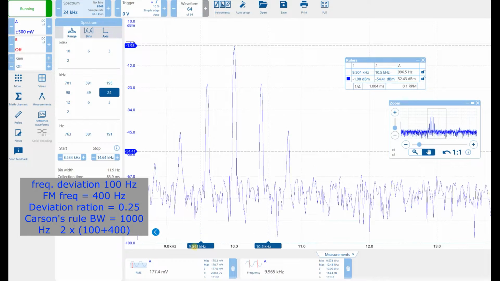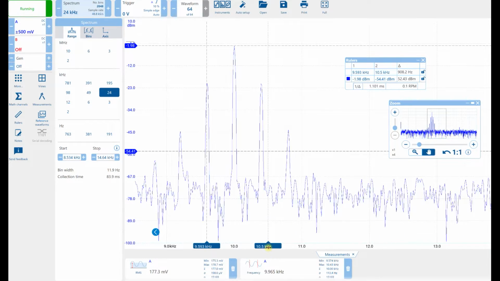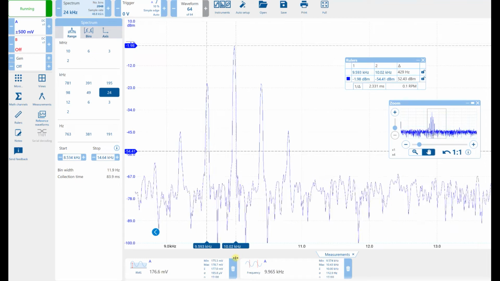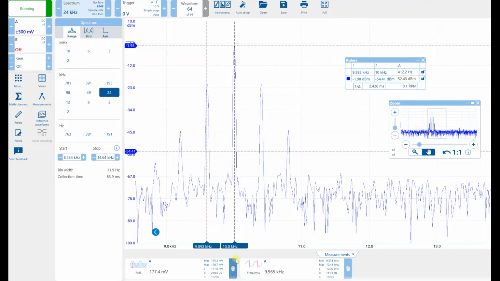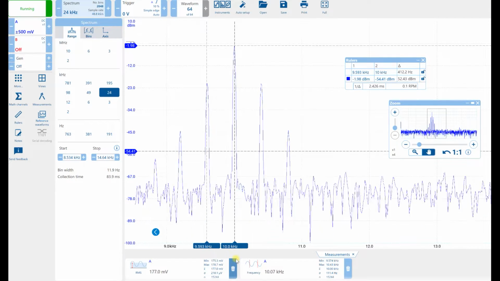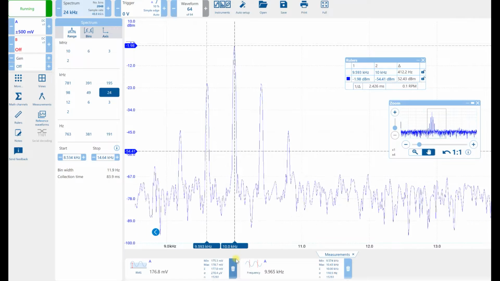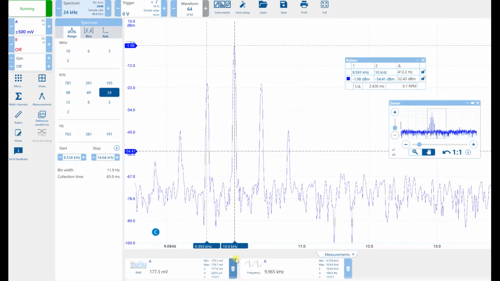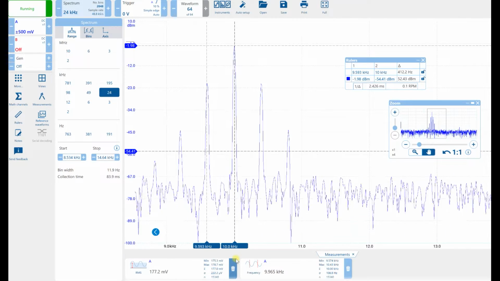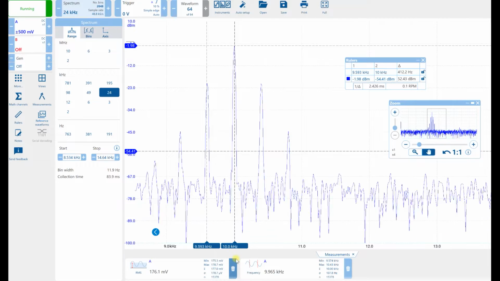What's different here is the separation now between, for example, the carrier frequency and one of the sidebands. They're separated by 400 hertz. Okay, so a greater FM frequency, but similar bandwidth by adding up the FM frequency of 400, the frequency deviation of 100, multiplying it by 2, and that gives me the 1000.